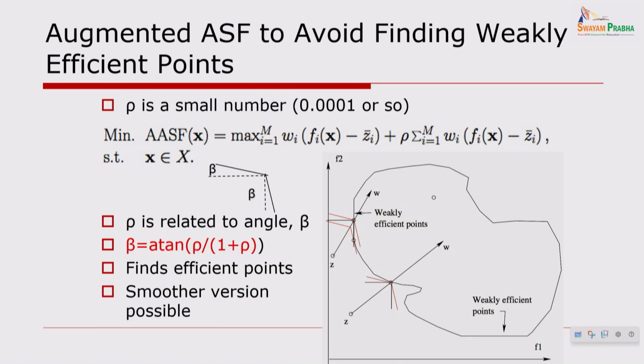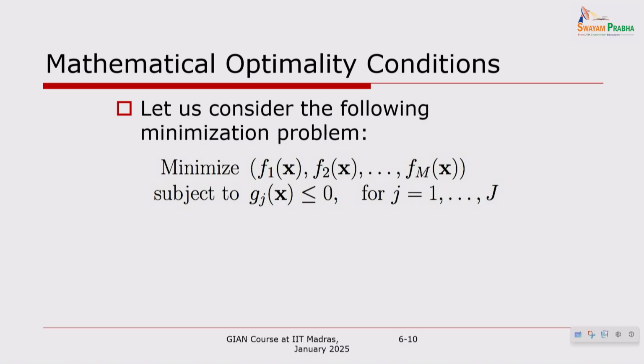Okay, there is an augmented ASF with a little slope you get. Let me not get into that. At this point, if we need, we'll talk about it later. There are some mathematical underpinnings.